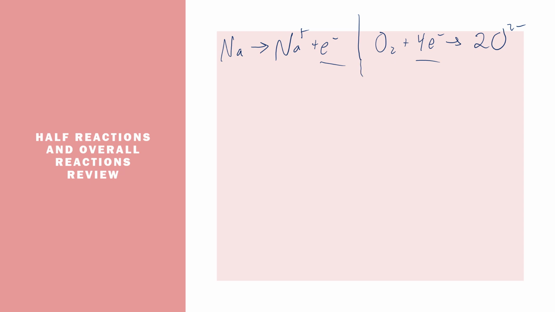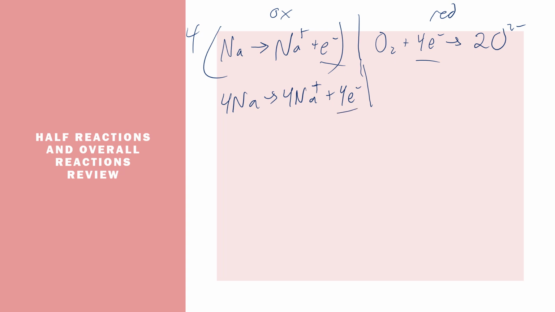So if I wanted to pair those 2 half reactions together, the oxidation and the reduction half reactions, I need to make sure that the electrons are the same. So I would have to multiply this reaction by 4. So I would have 4 sodium atoms leads to 4 sodium ions and 4 electrons. Now my electrons are the same on both sides.